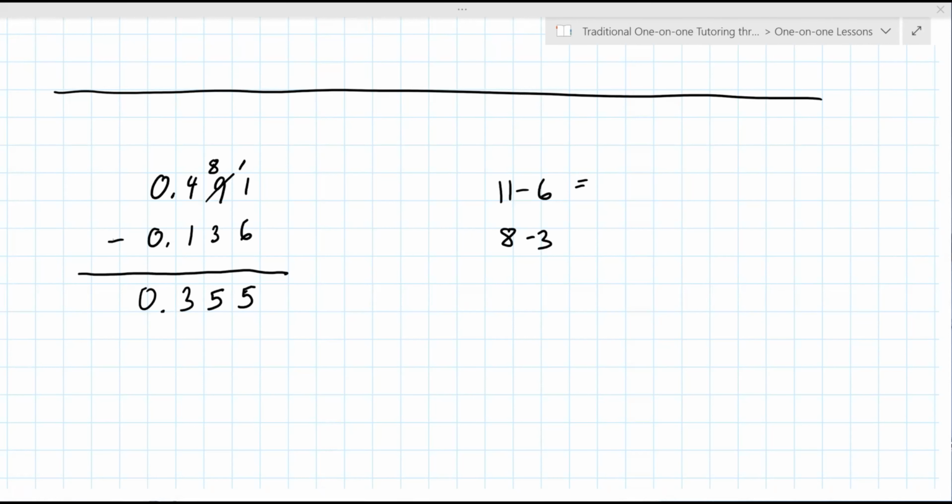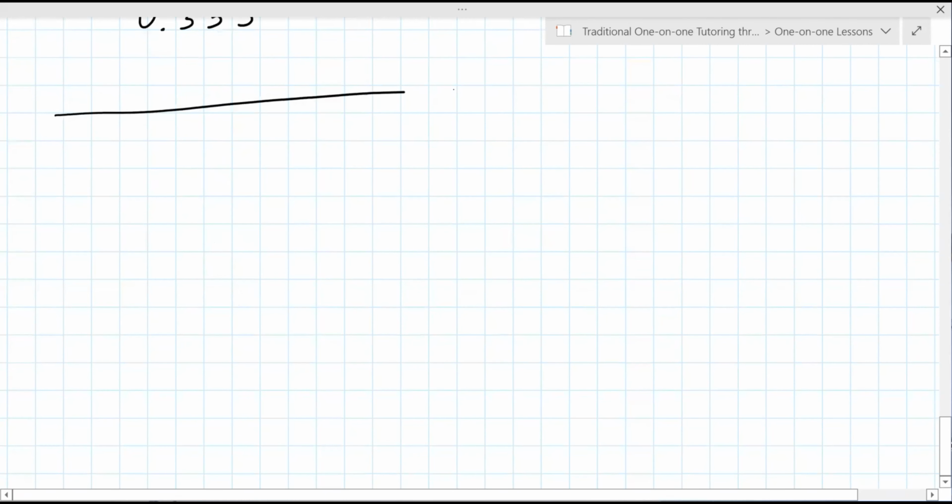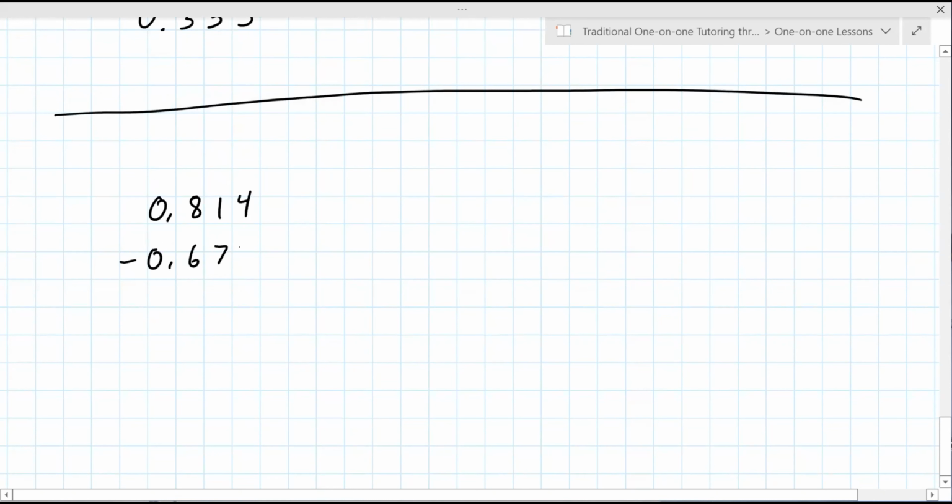Okay, let's try another one. We're going to get this. We're going to truly get this. Let's try another one here. 0.814 minus 0.678. Go ahead and try that one.